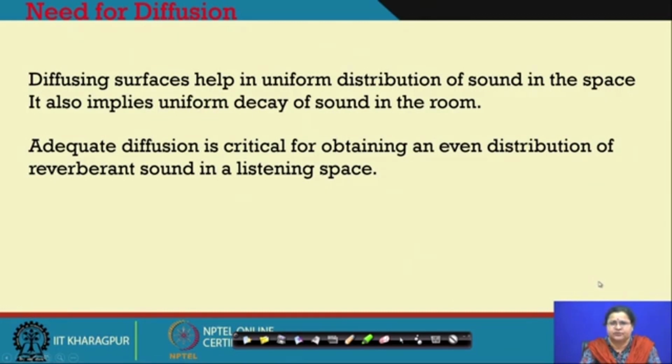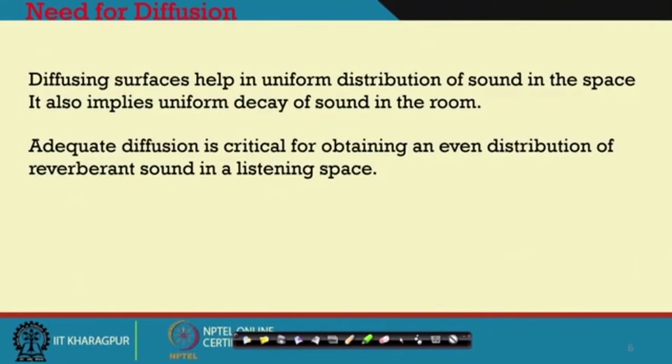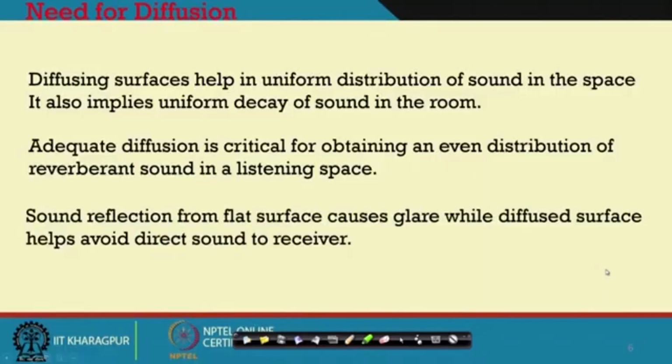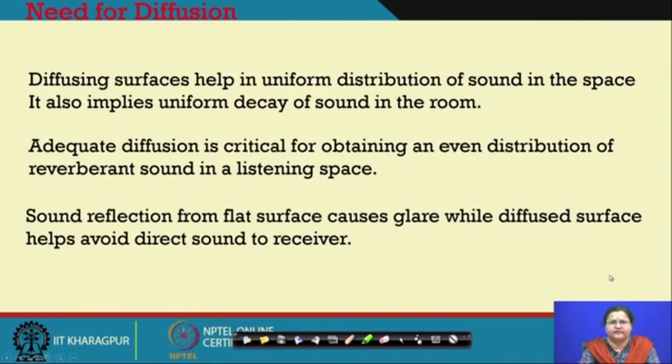That means, you have to finish the sound which has been originated from a source within a given time, that has been told during the phenomena of reflection. So, you can actually achieve that very evenly if you have the diffusion happening very evenly within that space. Sound reflection from flat surfaces causes glares, while diffused sound helps avoid direct sound to the receiver.